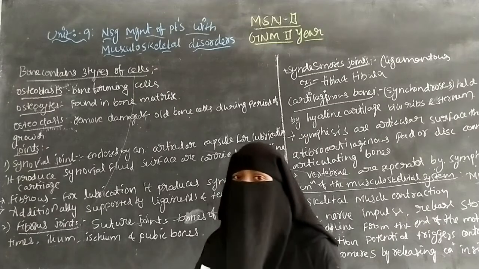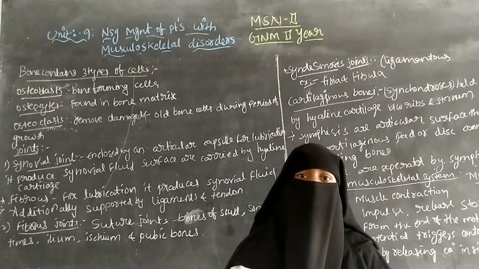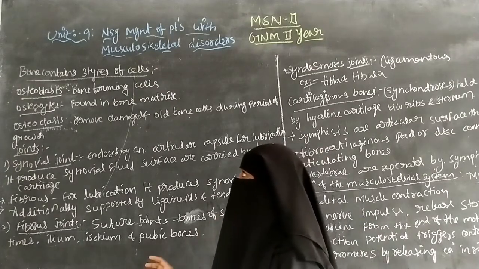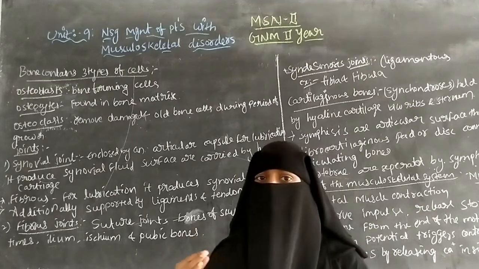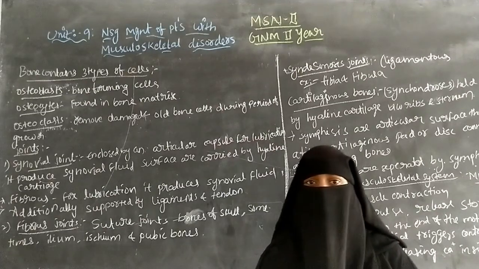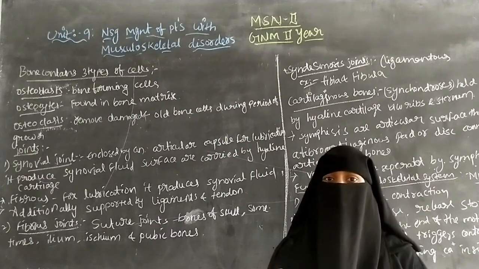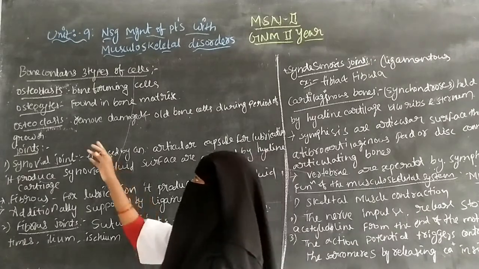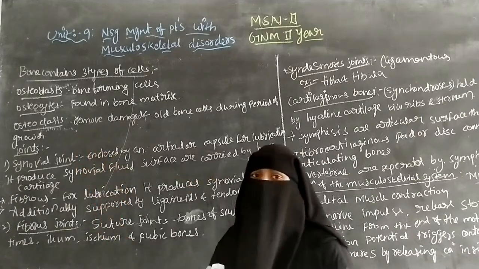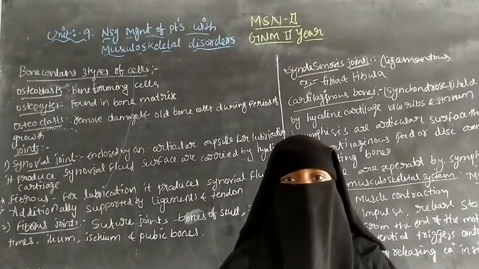Osteoblasts help in bone formation, and osteocytes are found in the bone matrix. The bone matrix forms the mass of the bone and is one of the parts of the bone tissue. And osteoclasts remove the damaged and old bone cells.